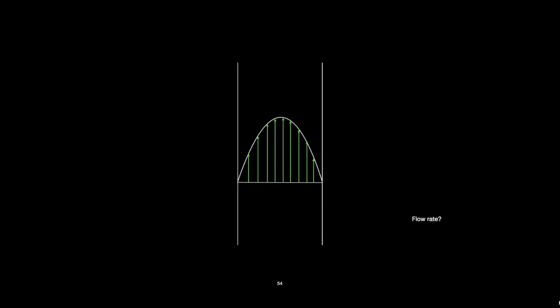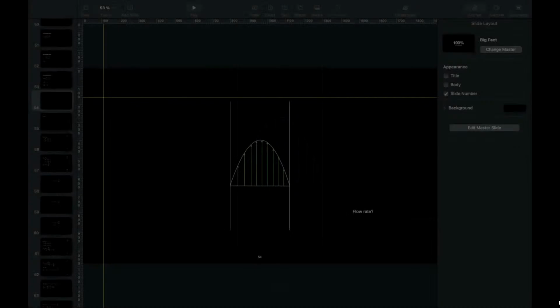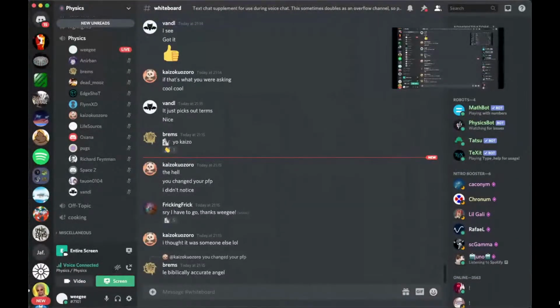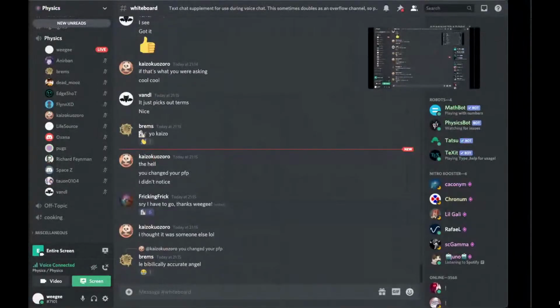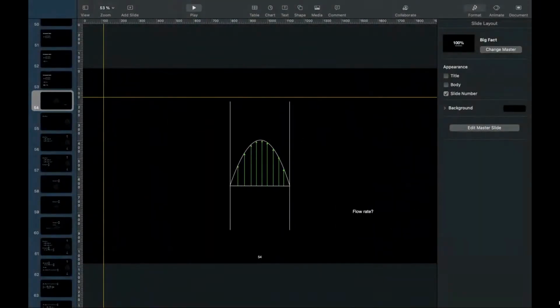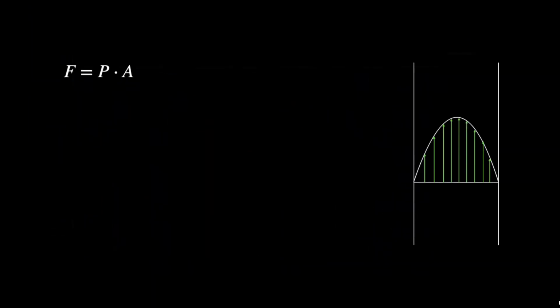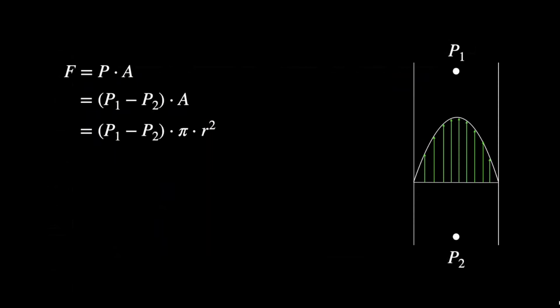That's because there's friction against the wall, because there's a wall that's going to stop it, by proxy. So the force is pressure times A, and the pressure difference times A. The net force is the change in pressure times the area. The area is going to be pi r squared because it's a cylinder.